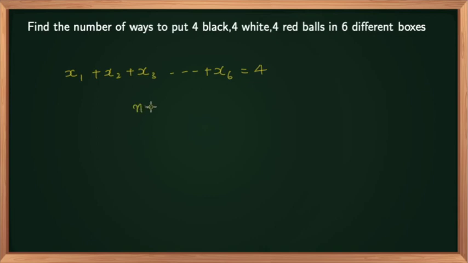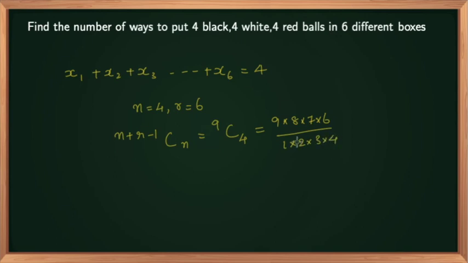So here I have n is equal to 4 and r is equal to 6, which means n plus r minus 1 C n will be equal to 10 minus 1, 9 C 4, right? 9 C 4 will be equal to 9 into 8 into 7 into 6 divided by 1 into 2 into 3 into 4, right? So 2 into 4 I can cancel out 8, 3 goes here 2 times, so that will give me 63 into 2, so that will be 126, right?